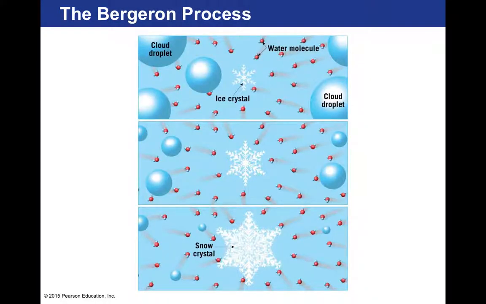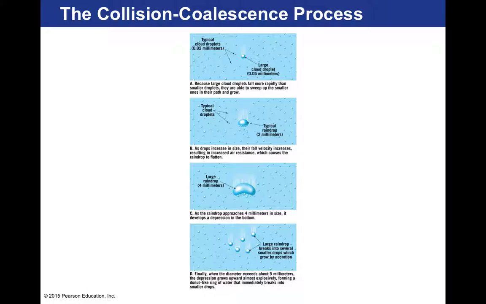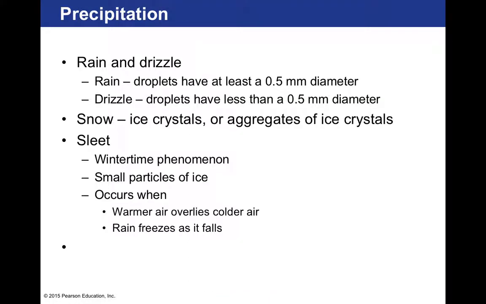And this is just a picture of the Bergeron process. Make sure you understand this process by reading the chapter. Another formation of precipitation is the collision coalescence process, where you have warm clouds and large water-seeking condensation nuclei, where large droplets form, and then droplets collide with other droplets during their descent, and they form really large pieces of precipitation. This is common in the tropics region of the planet. And again, a graphic showing you that collision coalescence process.